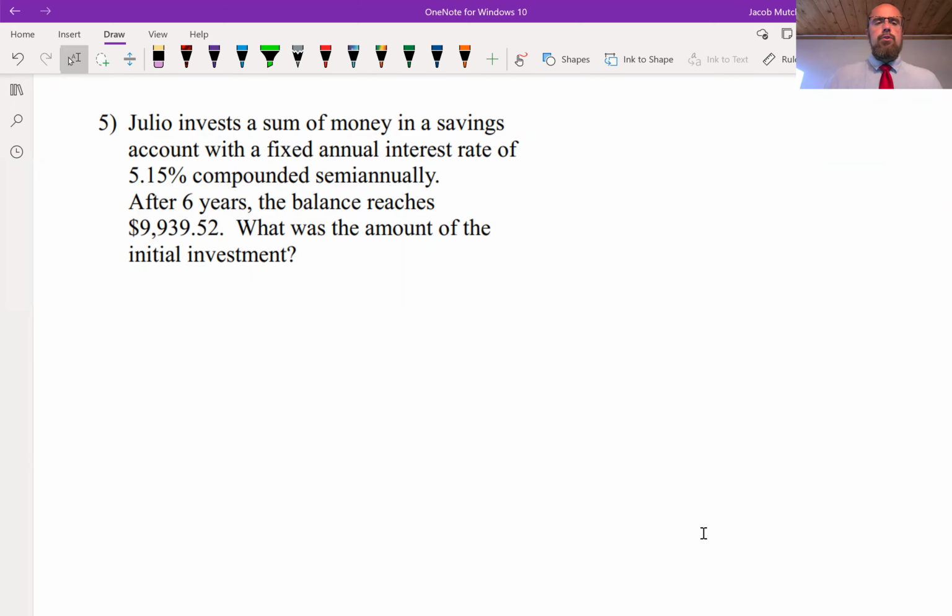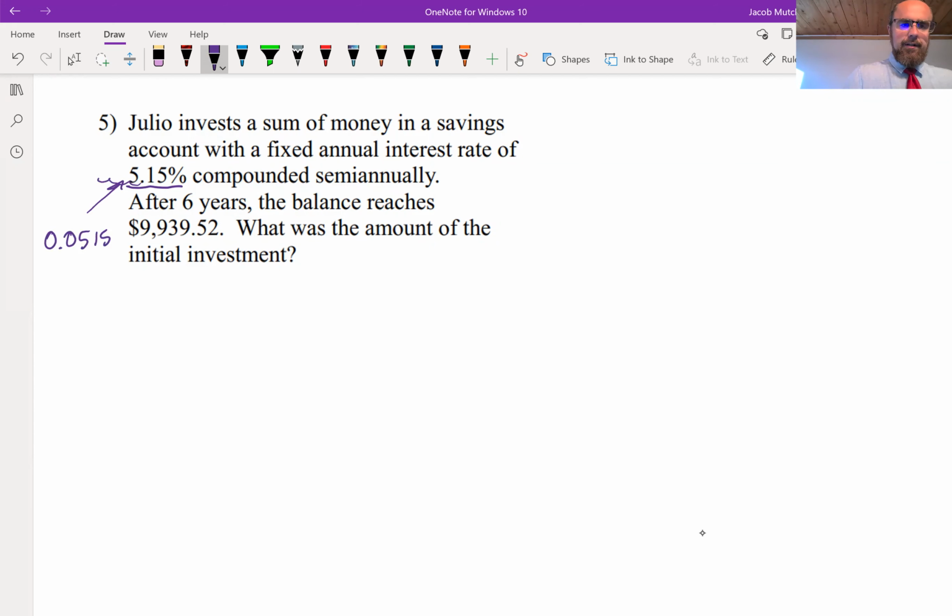So in this scenario, Julio invests a sum of money in a savings account with a fixed annual interest rate of 5.15%. So I'm going to start underlining some data. So that's my rate. I know I'll need to convert it. So that's 0.0515.